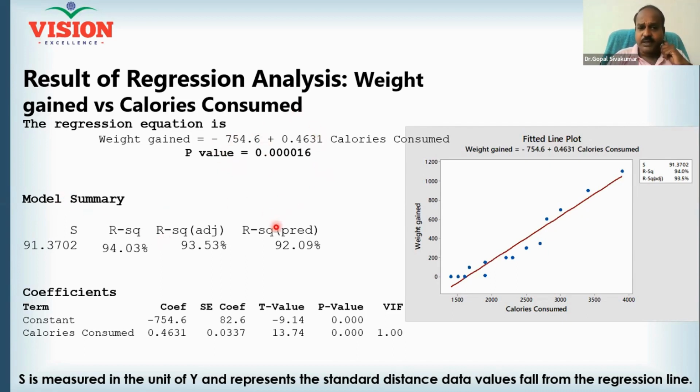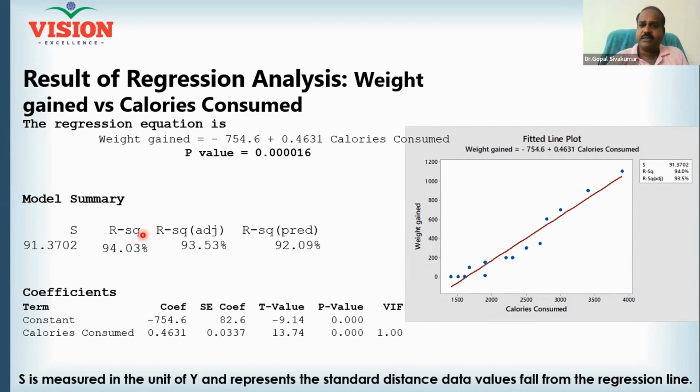Now regression model comes with a summary. There is S value. S means standard deviation, or standard deviation in your Y variable. R square is nothing but the squared value of R. For one variable, what is R? Pearson correlation coefficient. R is Pearson correlation coefficient. For this particular set of data, if you calculate R, it will come to be 0.97. 0.97 means very strong positive correlation.